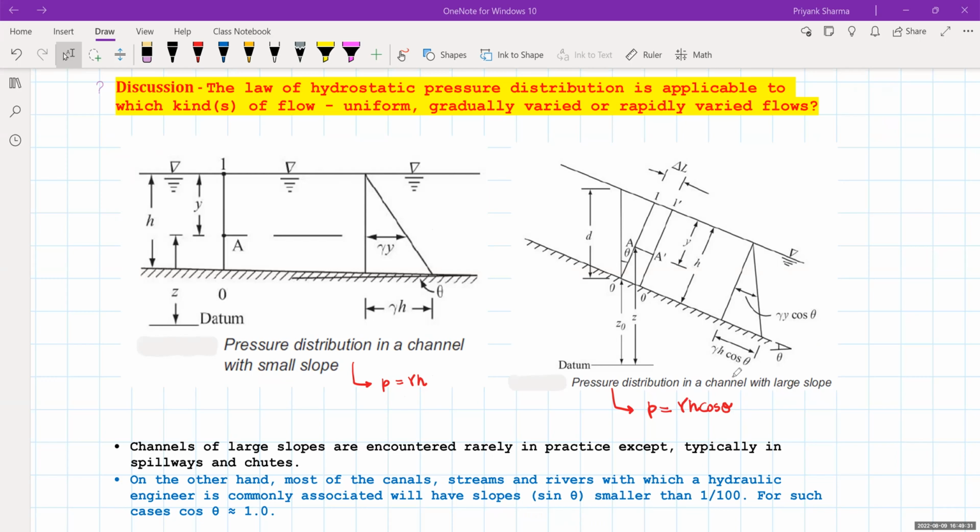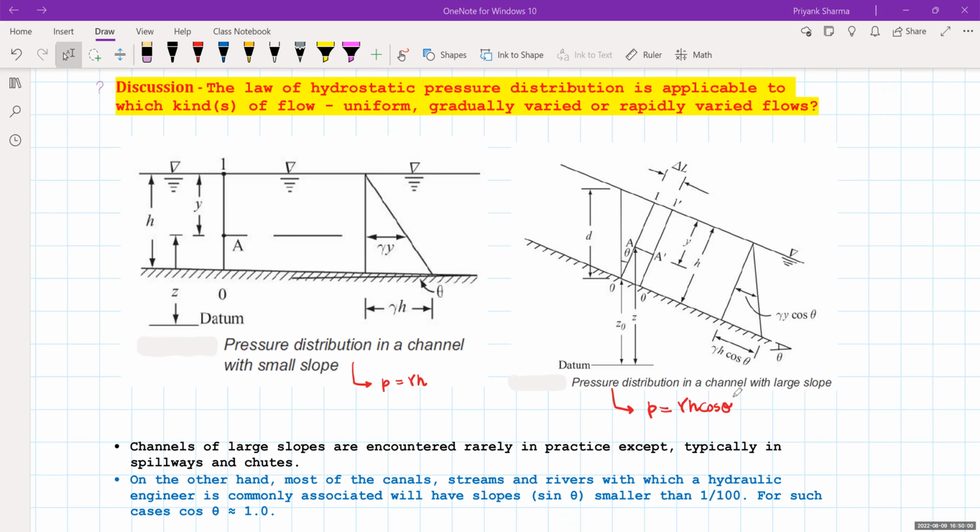But when you have a very large slope, since your depth is resolved into two components, or any force, let us say if we take a small control volume and there are forces acting on it, it can be resolved into two components. In the direction of gravity, because this is the direction of flow along the gravity, your cos theta component is predominant. So the pressure distribution will be gamma h into cos theta. That is the difference which you have in large slope.